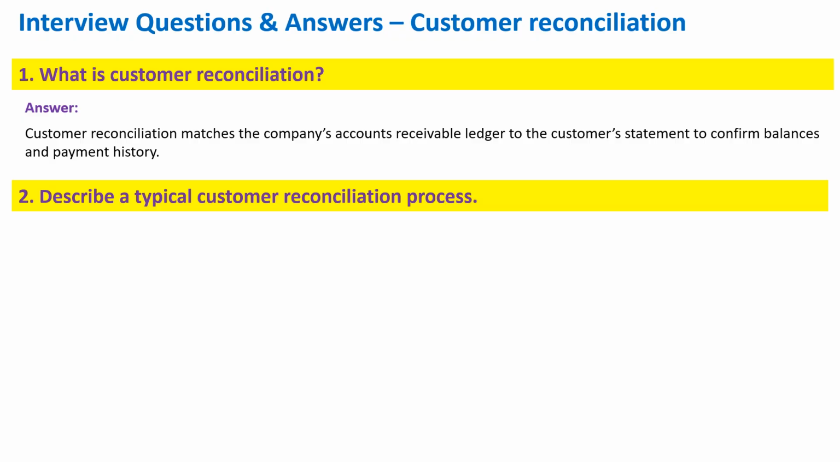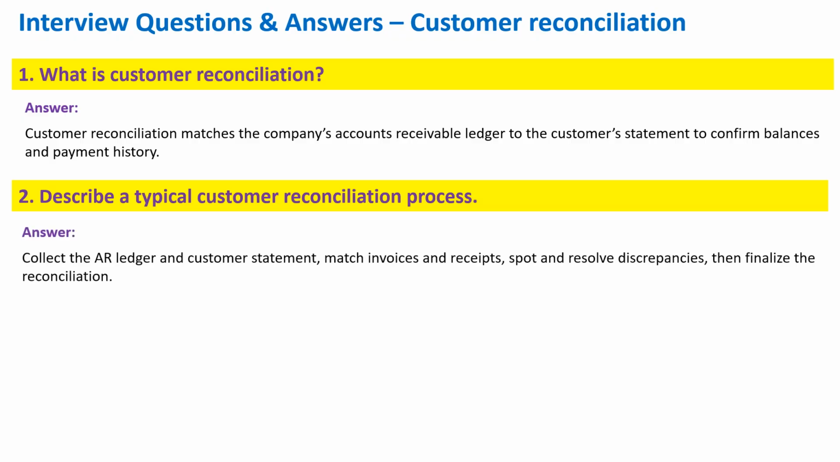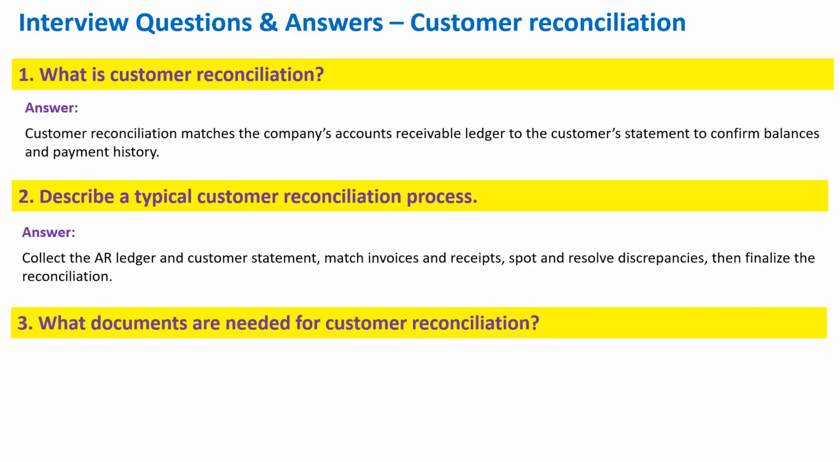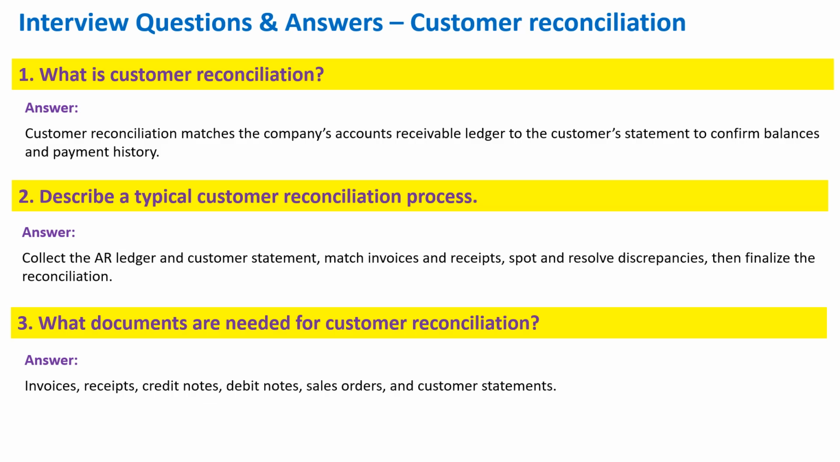Question number 2. Describe a typical customer reconciliation process. Collect the AR ledger and customer statement, match invoices and receipts, spot and resolve discrepancies, and then finalize the reconciliation. Question number 3. What documents are needed for customer reconciliation? So it will be invoices, receipts, credit notes, debit notes, sales orders, and customer statement.